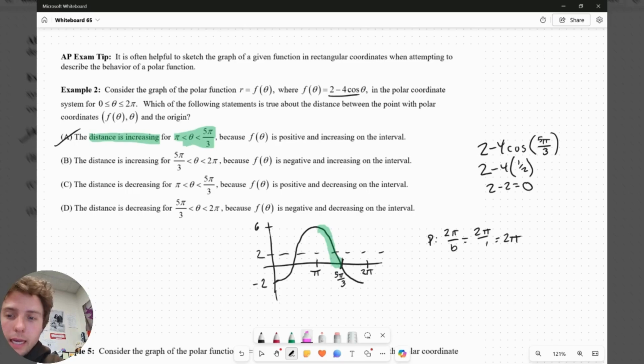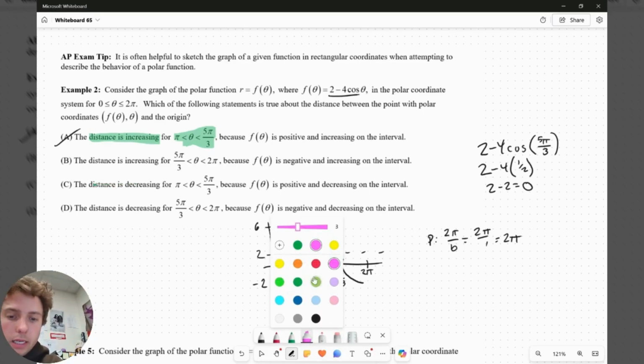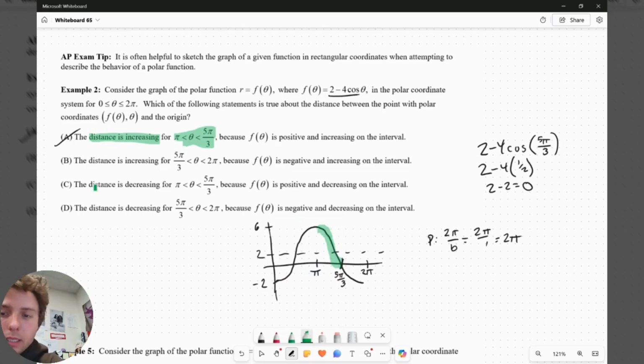Okay, we can look at that same distance there. Is the distance decreasing there? Well, yes, it is. So this answer might work. We'll keep that one in mind.